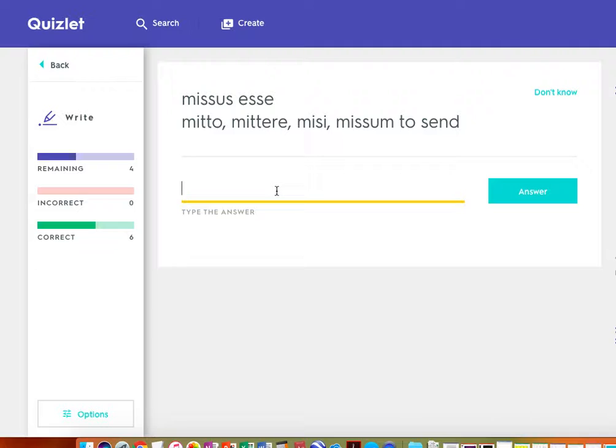Missus esse is two words. That means I'm looking at perfect passive or future active. I do not see a UR, but I do see MISS, just like I have in the fourth principal part. This one ends with US, and this one ends with UM, but that's still okay because this last part of the principal part, the UM or US, is removable or interchangeable. So this is the perfect passive, and it's translated to have been sent.